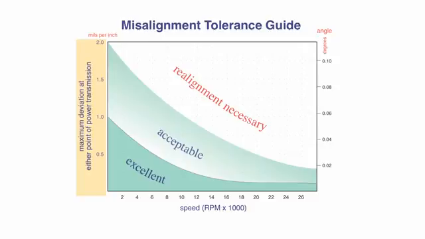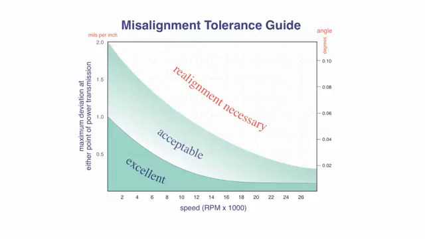In our sample problem that we just examined, we determined that the 6 mil gap that was occurring over the 4-inch span between the coupling flex planes resulted in a maximum misalignment deviation of 1.5 mils per inch. If we find 1.5 mils per inch on the y-axis, then follow that over to the transition line within the acceptable region, we can then drop down to the speed at which this amount of misalignment is acceptable, which in this case is slightly over 4,000 RPM.